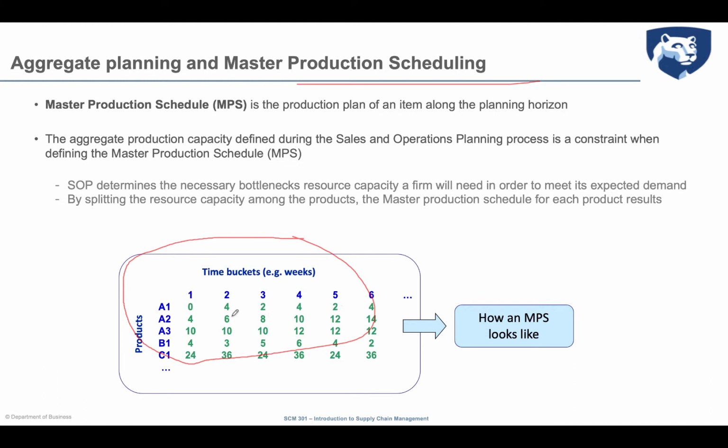For each product, A1, A2, A3, products in the family A, B1, product in the family B, C1, product in the family C, I am saying how many units need to be realized in each period. So for example, if I take this cell, it means that in week 4, because our time horizon is weeks, we need to realize 12 units of product A3. This is valid for all the types of product.